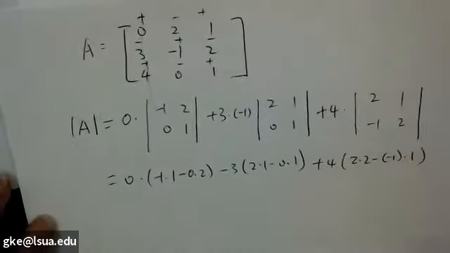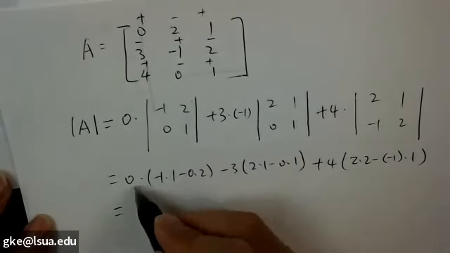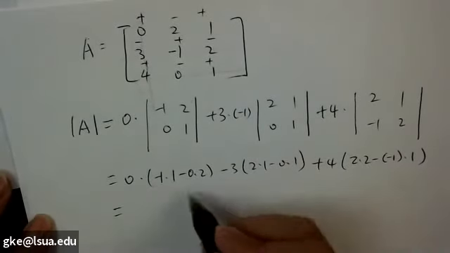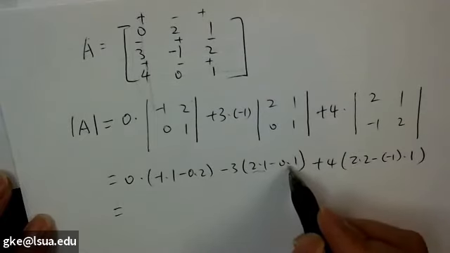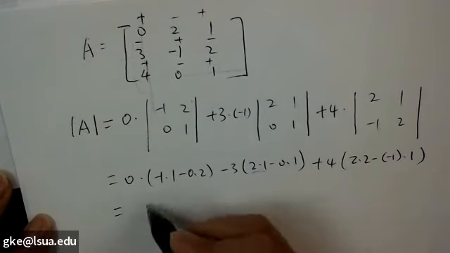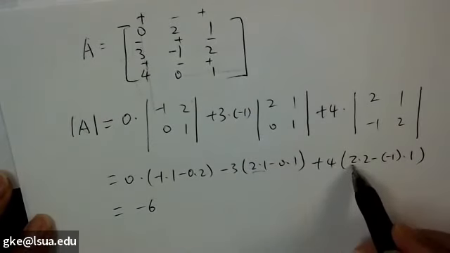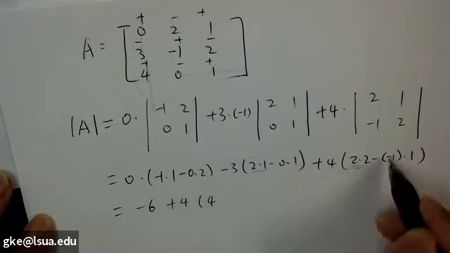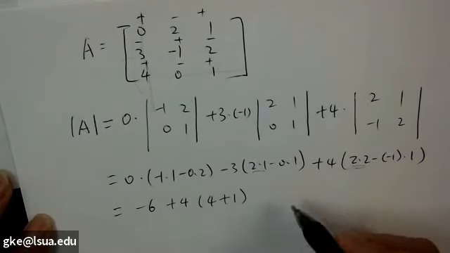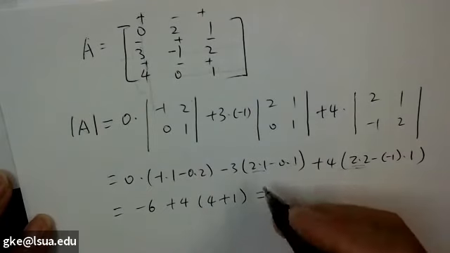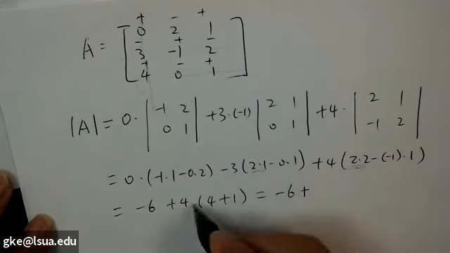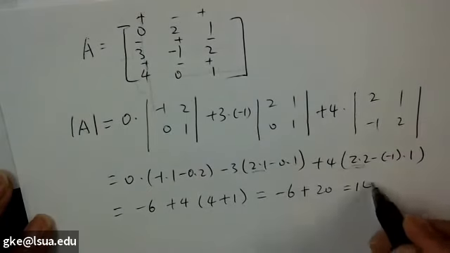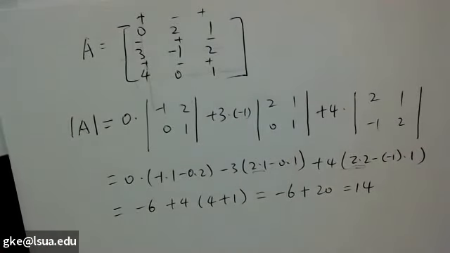And then we're gonna get what? 0 times everything is 0. Here's a 2 minus 0 times 1 is 0. So -6. This guy is 4 times plus 1, right? So we're gonna get -6, 20, 14. Okay. We'll get the determinant of A is 14.